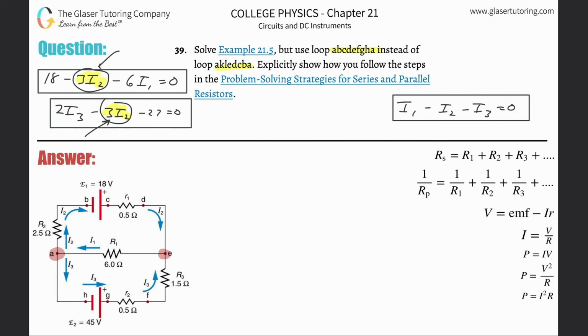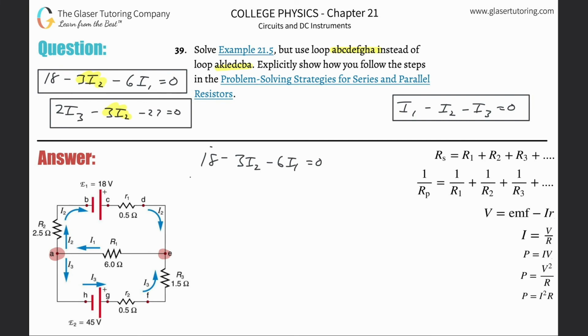In other words, what I'm going to do is I'm going to solve this equation for I1. And I'm going to solve this equation for I3. Watch what that allows us to do then. You'll see in a second. So let's take the 18 minus 3 I2 minus 6 I1 is equal to 0. Solve that for I1.